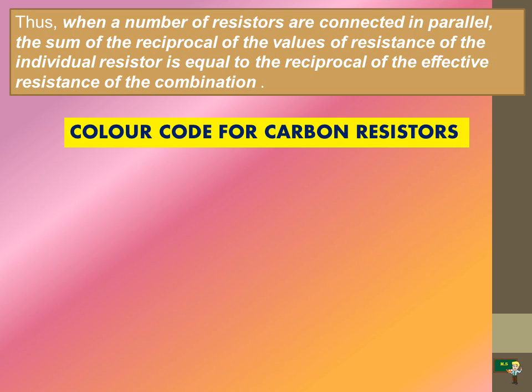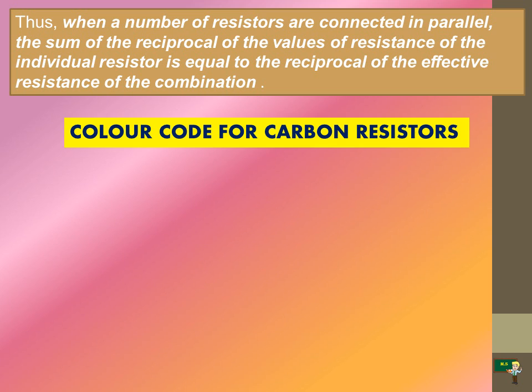Now let's move to the color code for carbon resistors. Students, when we move into the higher classes, that means engineering, electrical or electronics engineering, or physics or some other individual electronic courses, you have to solder the resistors. And while soldering the resistors, you should know the value of that resistance. That is defined using the color codes on the resistors.